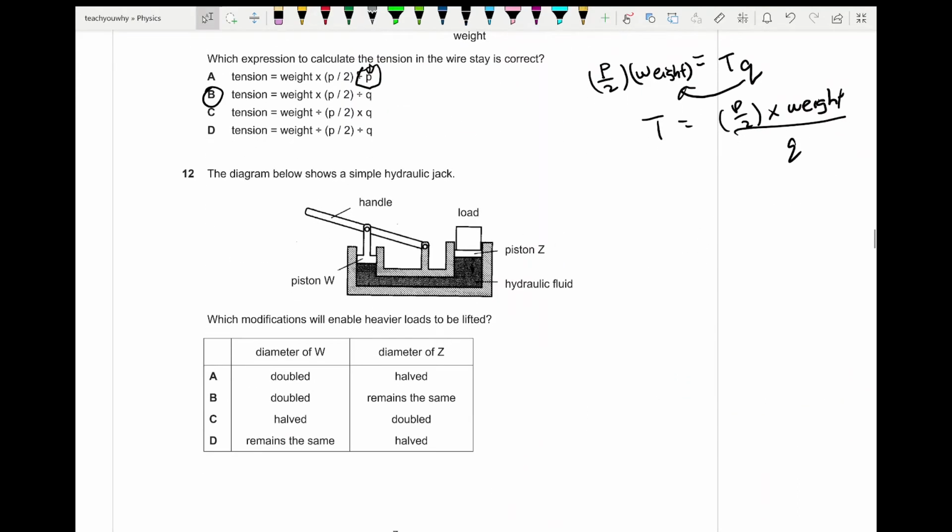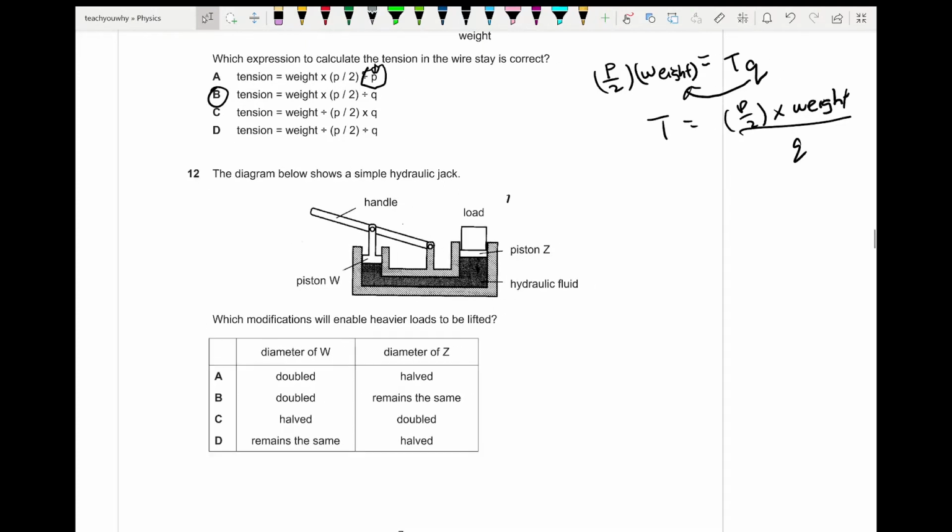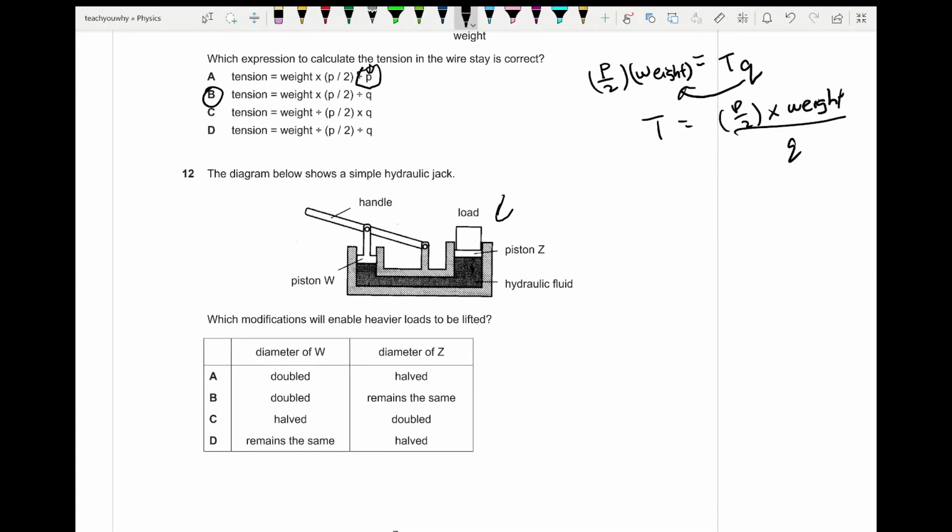Alright, so question 12. Which modification will enable the heavier load to be lifted? Now, this is a hydraulic system. So what you learn from a hydraulic system is that the pressure on both ends is the same. So P1 and P2 is the same. So P1 equals P2.